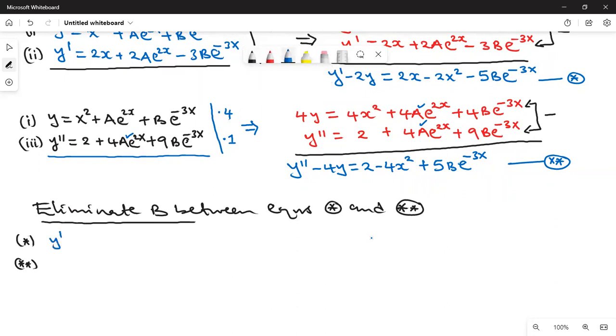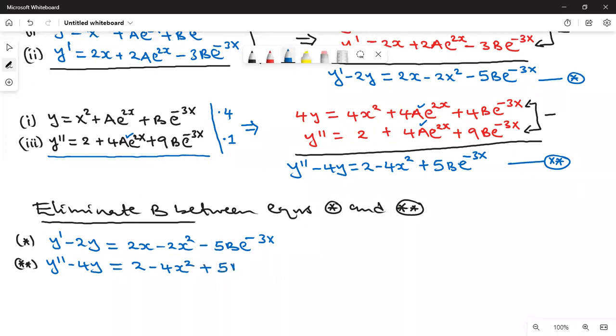So let's see, equation star is y prime minus 2y is equals to 2x minus 2x squared minus 5b exponential negative 3x. And this other one is y double prime minus 4y is equals to 2 minus 4x squared plus 5b exponential negative 3x. Now, how do you get rid of b between those two equations?